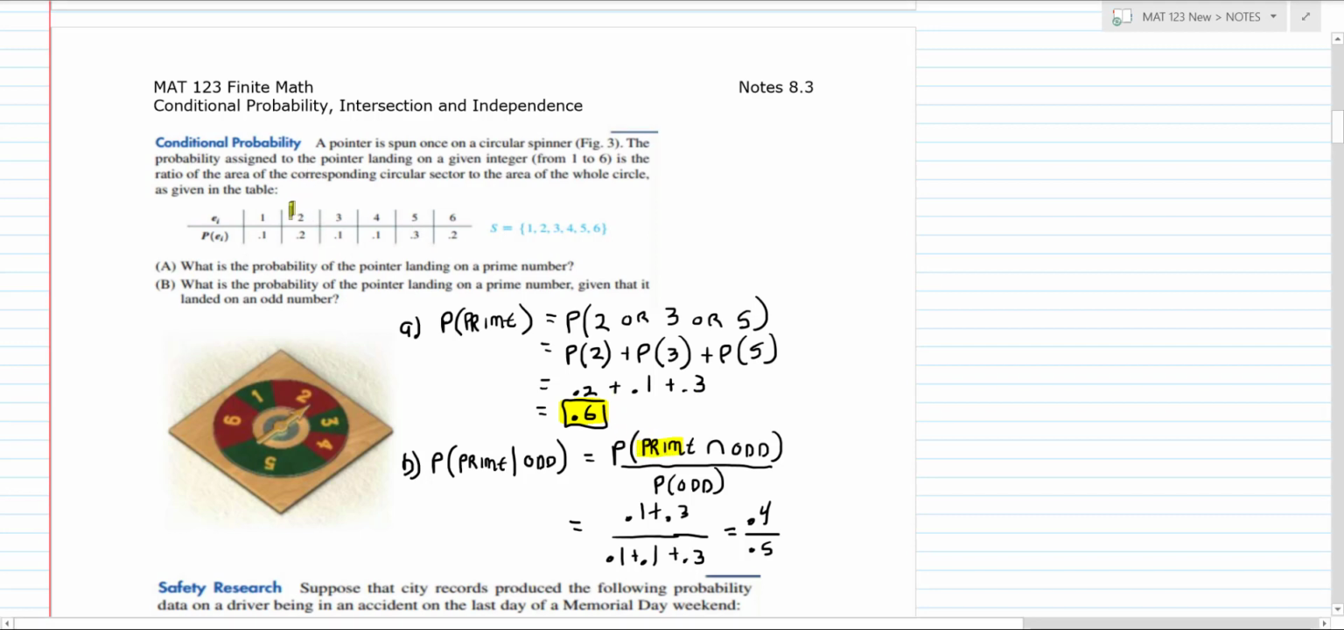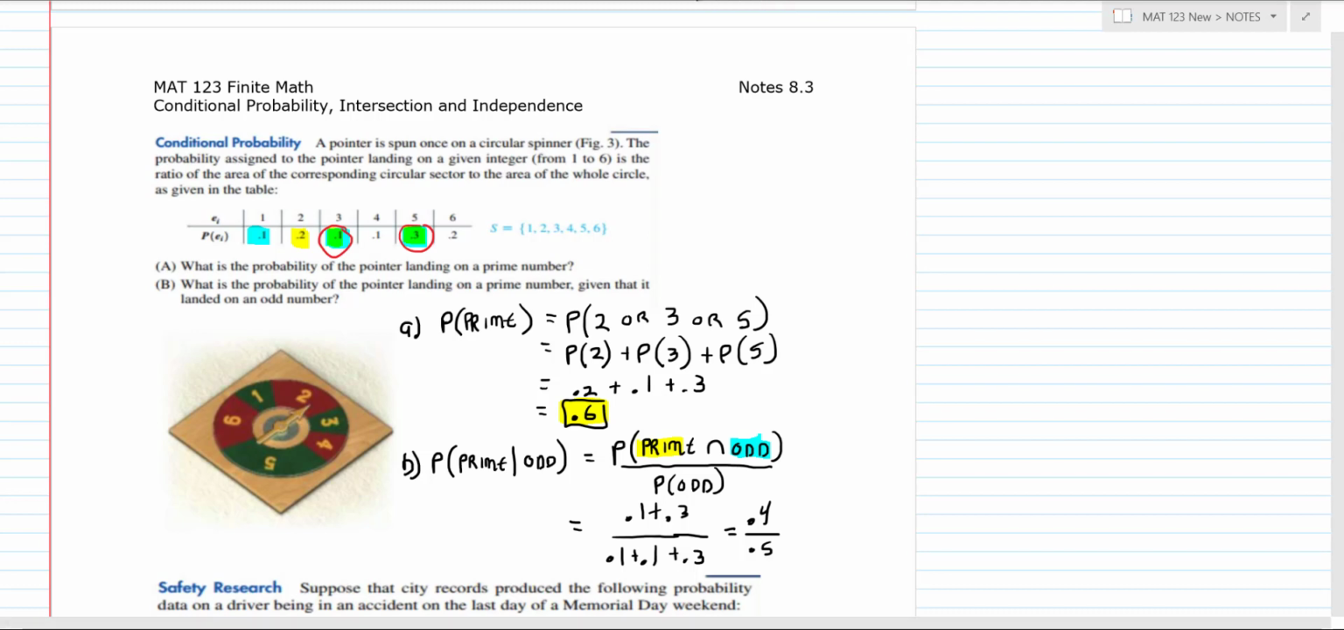Okay, the prime numbers are, and I'm going to highlight just the probability. Whoops, 2 is not a, yeah, 2 is a prime number. So the prime numbers are 2, 3, and 5. Now I'm going to highlight the odd numbers in blue, so that would be 1, 3, and 5. So see where they overlapped was right there. Okay, so that's how you do that.